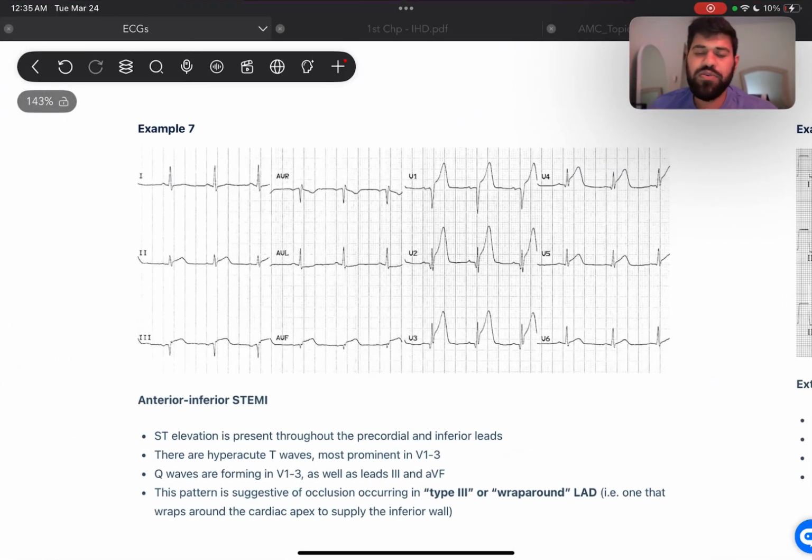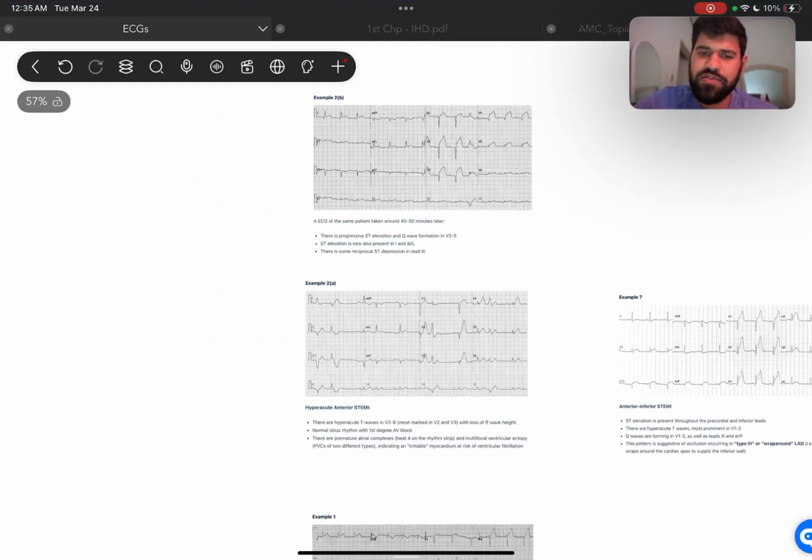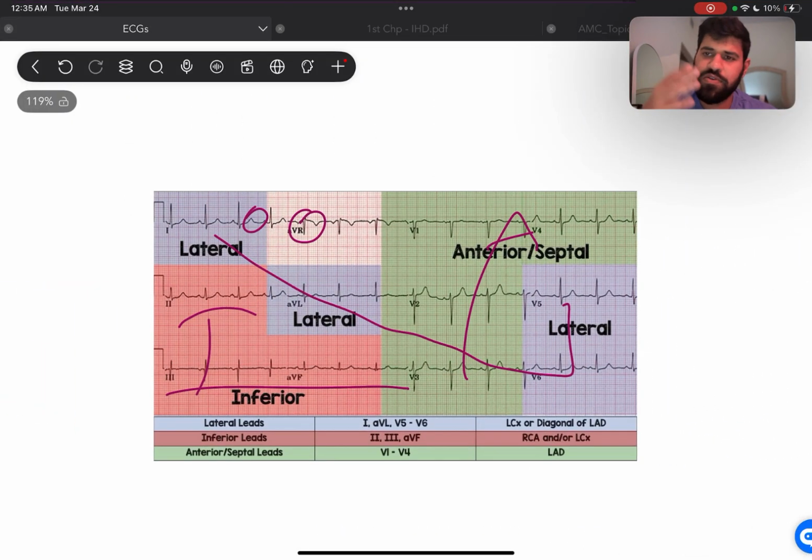So we have anterior inferior STEMI. You can see that ST elevation is present throughout the precordial and inferior leads. So inferior leads were 2, 3, and AVF. Now there are hyperacute T waves, most prominent in V1, 2, and 3. You can see those as well. Q waves are forming in V1 to V3, as well as lead 3 and AVF. All right, so anterior inferior STEMI, all of these are overlapping. So we go back to this table. Both of these sites are overlapping, and that's where we will be ending our topic today.